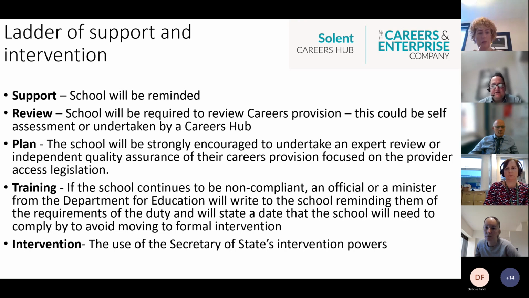So this is the ladder of support and intervention. So the first instance, support. The school will be reminded of the obligations under this legislation. The review: a school will then be required to review the careers provision. This could be self-assessment or undertaken by a Careers Hub. The plan: the school will be strongly encouraged to undertake an expert review or independent quality assurance of the careers provision focused on the provider access legislation.